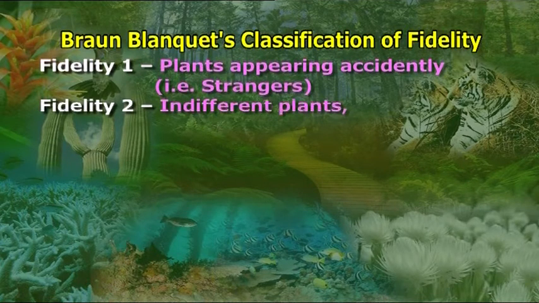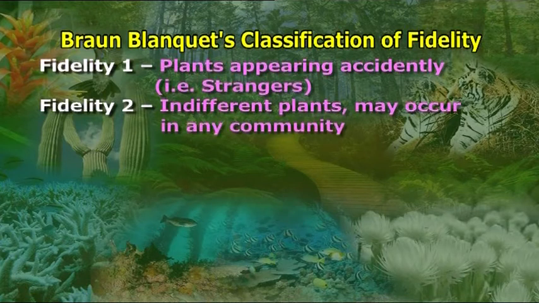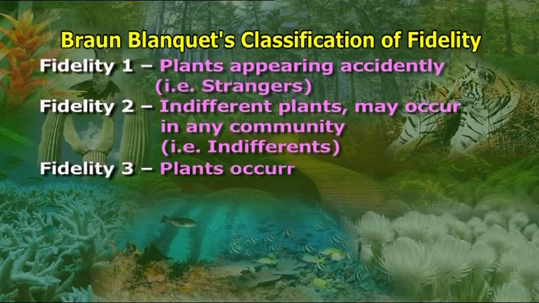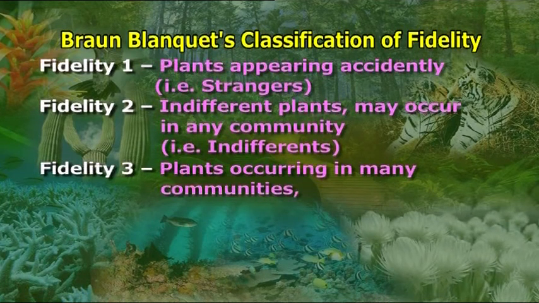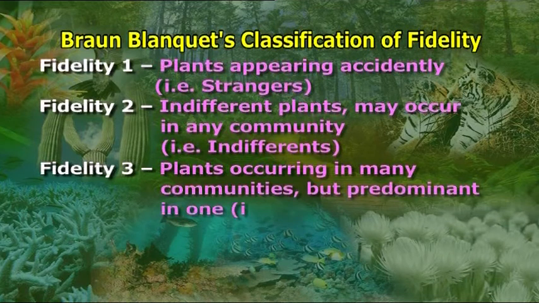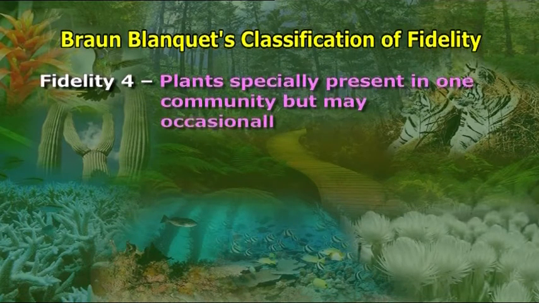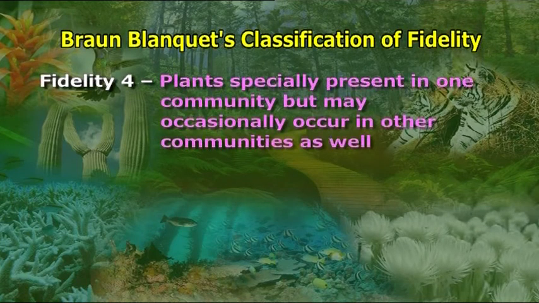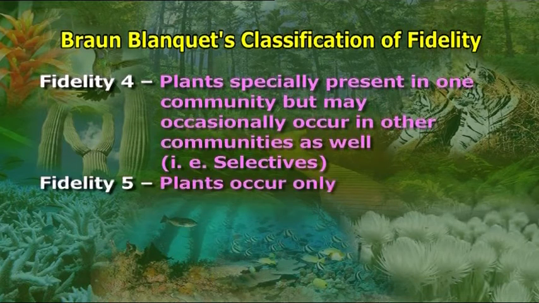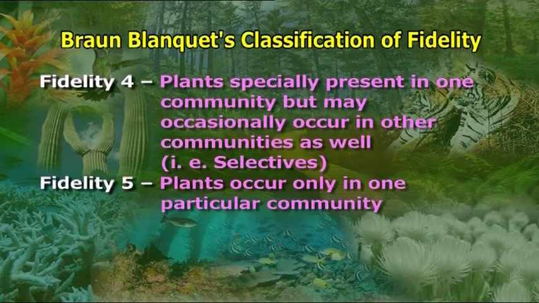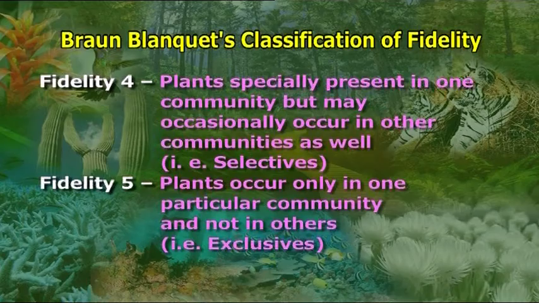Fidelity 2, indifferent plants that may occur in any community, that is indifferents. Fidelity 3, plants occurring in many communities but predominant in one, that is preferents. Fidelity 4, plants specially present in one community but may occasionally occur in other communities as well, that is selectives. And fidelity 5, plants that occur only in one particular community and not in others, that is exclusives.